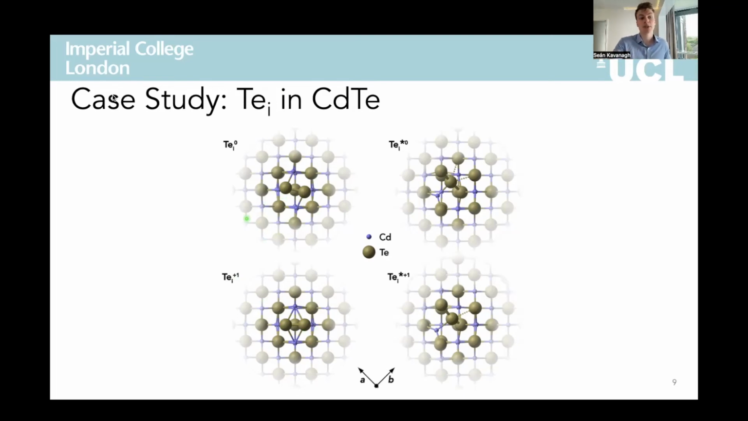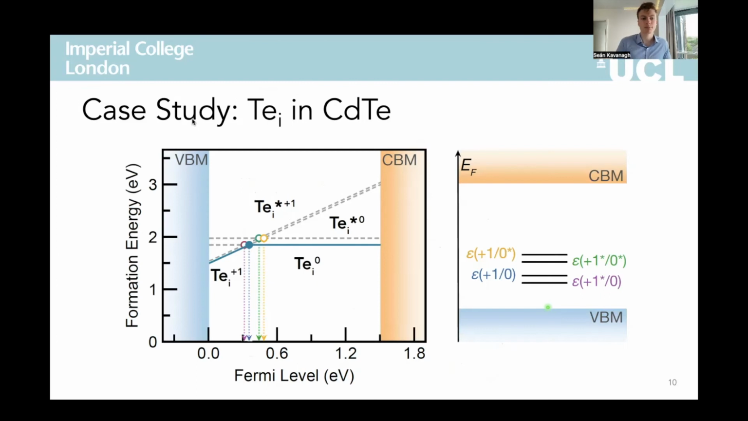For the metastable states, it's essentially a bit more complicated. We have a C2V type arrangement for the neutral state, which then distorts to a CS point group symmetry for the +1 state. And these metastable states actually represent the intermediate structures in the diffusion mechanism of tellurium interstitials in cadmium telluride.